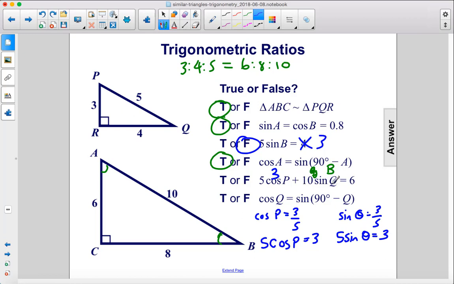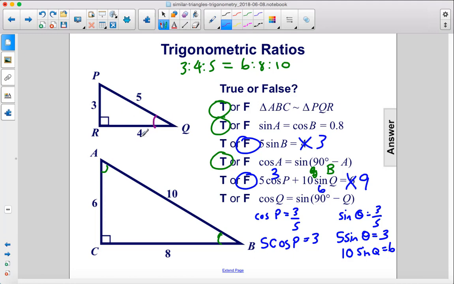And we want 10 times sine Q. So we'll multiply both sides by 2. So 10 sine Q equals 6. So this portion here is 6. This portion here was 3. So this should be equal to 9, not 6. So this is false.